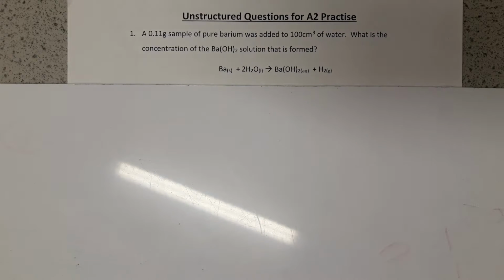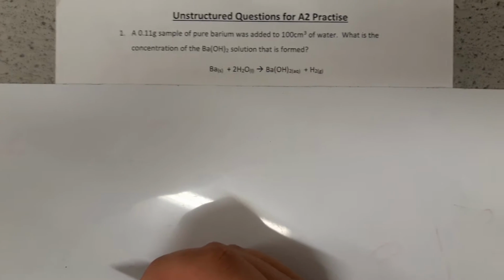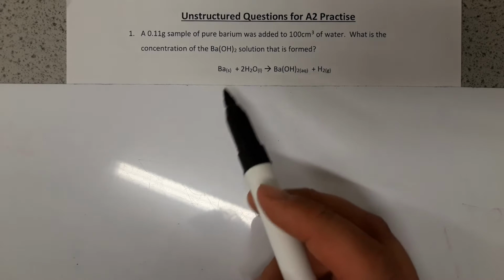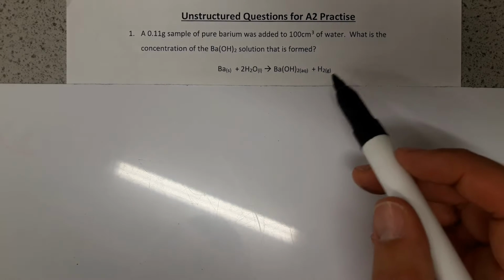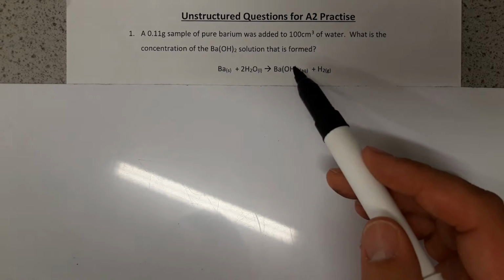So let's start with this one. A 0.11 gram sample of pure barium was added to 100 centimetre cubed of water. What is the concentration of the barium hydroxide solution that is formed? You can see there that we've got the equation here: Ba plus 2H2O gives barium hydroxide and hydrogen. So the ratio of barium to barium hydroxide is 1 to 1.